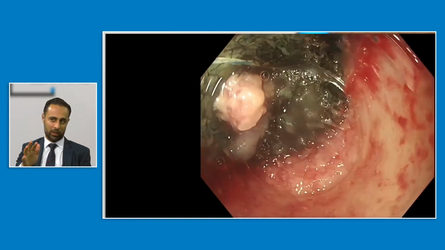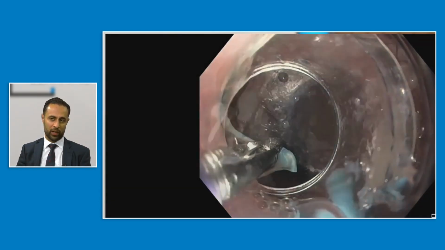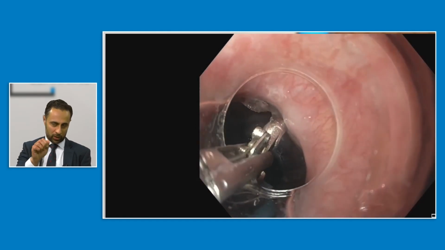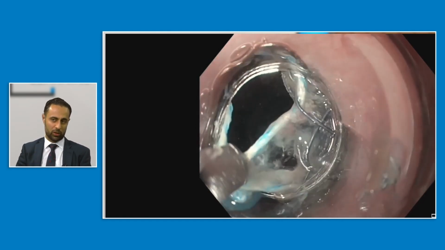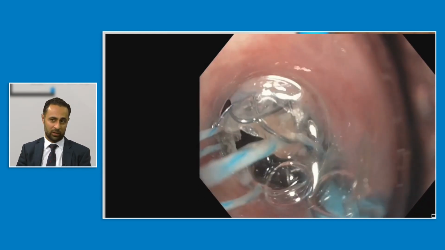So a distal transparent cap is being used to very carefully remove the sponge, and then you would remove it as you would any conventional stent. And you've got to be very careful at this stage to make sure that you really have released the sponge from the defect so you don't propagate the tear any further.